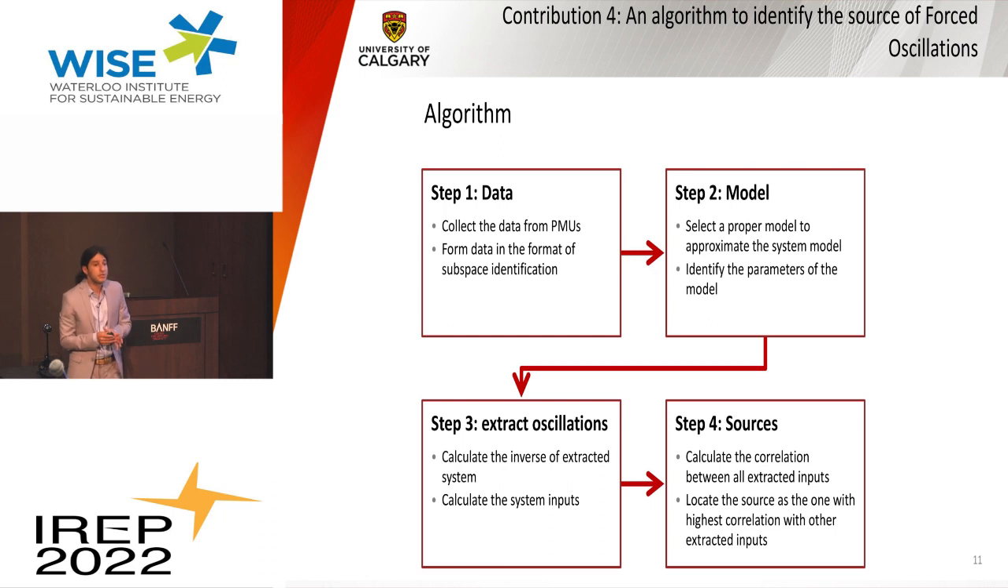How can I identify which one is the source? The first thing that comes to my mind is that the signal that is the source should have more similarity to other signals. For example, if I have a 3-bus system and bus 1 is the source, if I look at the similarity between bus 1 and bus 2, bus 1 and bus 3, bus 2 and bus 3, the one that is the source should have more similarity with the others. In statistical mathematics, this means the correlation. To check that, I calculate the correlation between the extracted inputs, and the one that has a higher correlation with the other inputs is going to be the source of the forced oscillation.